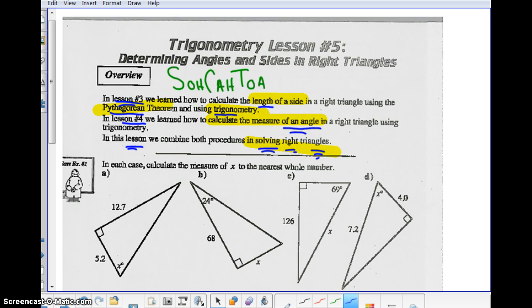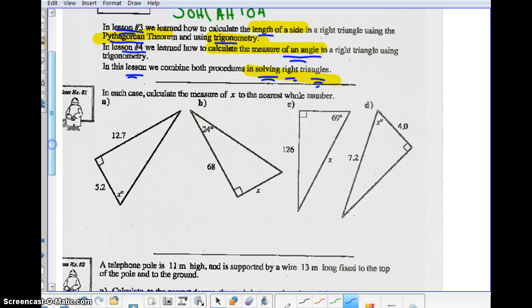So I want you to use these first couple of examples as a review of what we've done. I'll do the first one with you, and then I want you to carry on and do the others, and we'll come back and look at the answer.